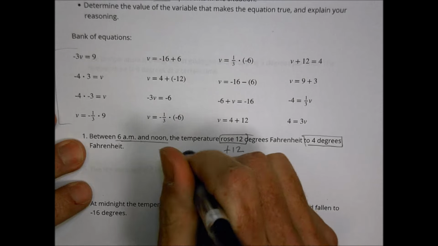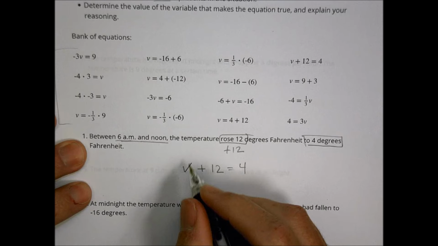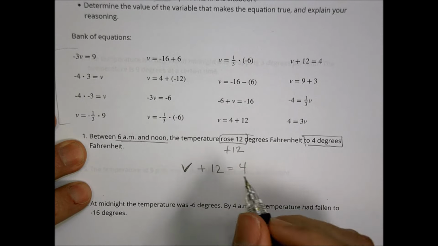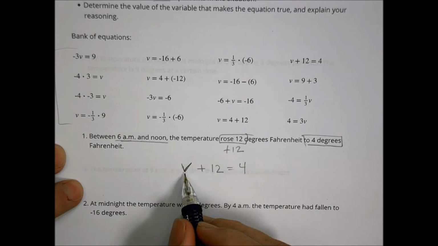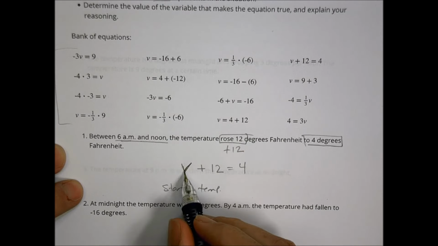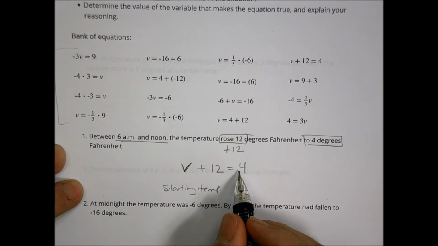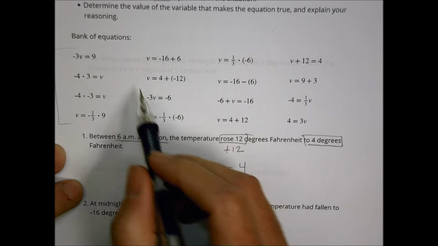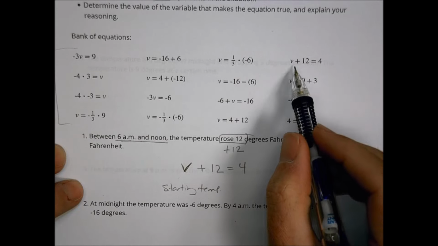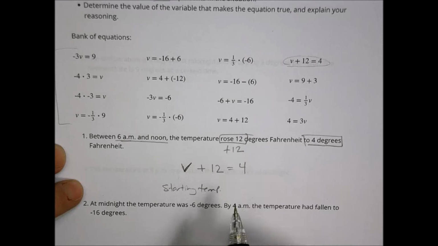Now I'm going to erase the t real quick because I noticed that all of my choices up here are v for a variable, right? So there's some variable v. Okay, so my variable v is going to represent my starting temperature. So whatever that is, starting temperature plus 12, is going to get you up to 4. Okay, so do I have an equation up here that looks like that? Well, I have v plus 12 equals 4, so this one right here would certainly work for that situation. That would work just fine, right?